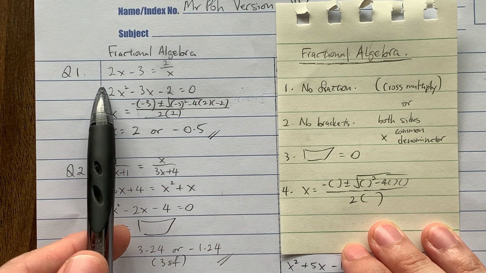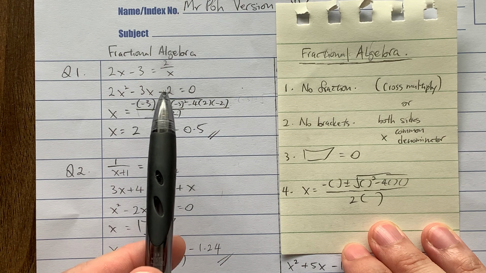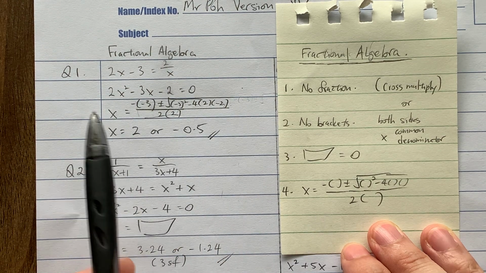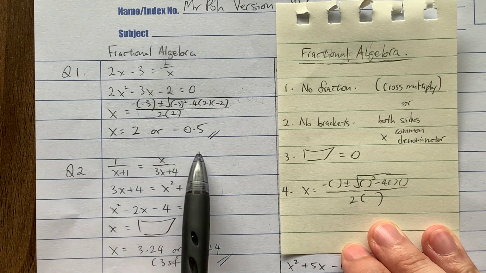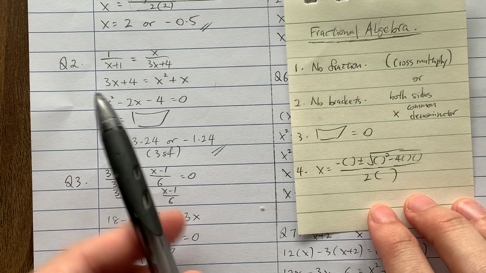Some quadratic equals 0. A will be 2, B is minus 3, C is minus 2. I'm going to whack it all inside. Press our calculator, mode 33 or mode 22, depending on your calculator. That's the answer. Okay.